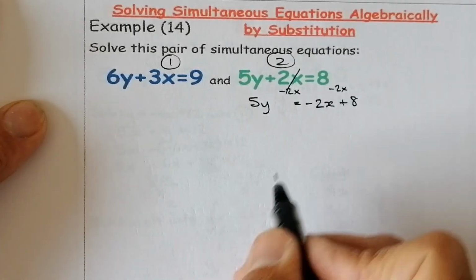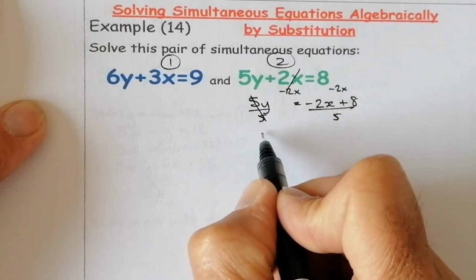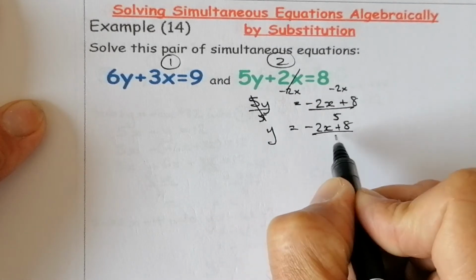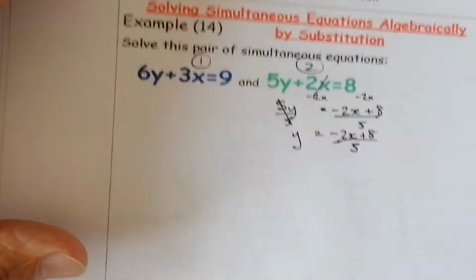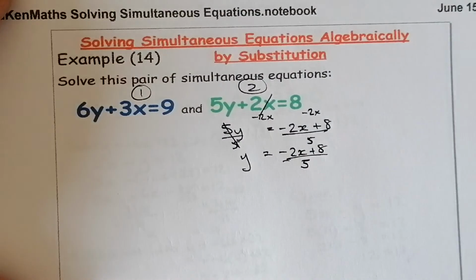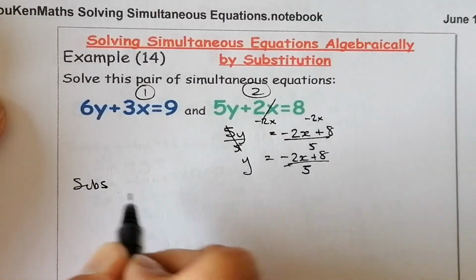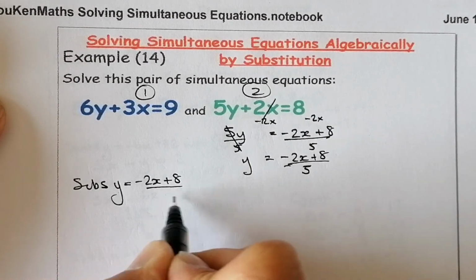So that's eliminated, remember. Divide both sides by 5. Eliminates that, leaves me with y equals (minus 2x plus 8) all over 5. And I'm going to leave it like that, remember, because I'm going to substitute that in where y is. So let's go for it. So let's see what we're substituting. Y is equal to (minus 2x plus 8) all over 5.